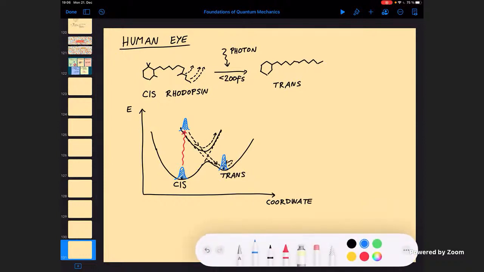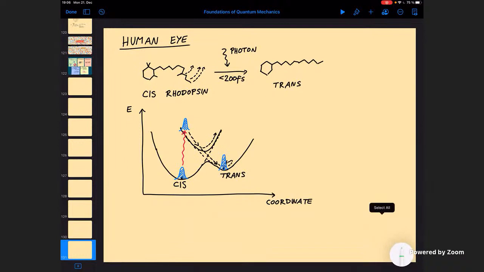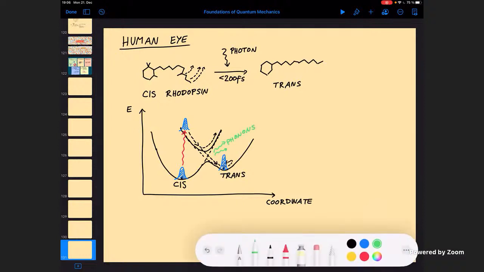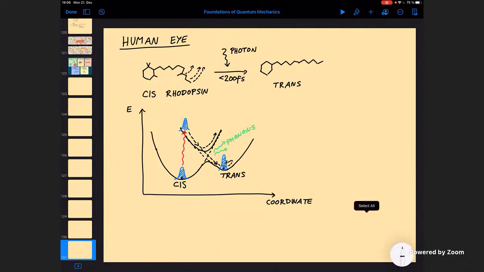So intermediately, I claim there was this emission maybe of a few phonons, vibrations, to make everything irreversible. But eventually it settles down, and it is really finding itself in the trans configuration. And the interesting thing is that this process happens quite efficiently using photons.